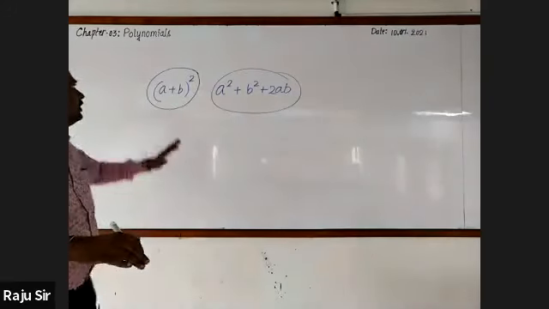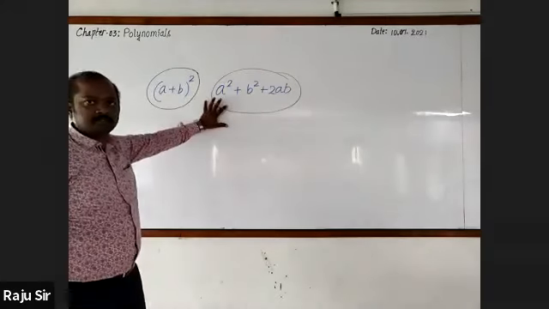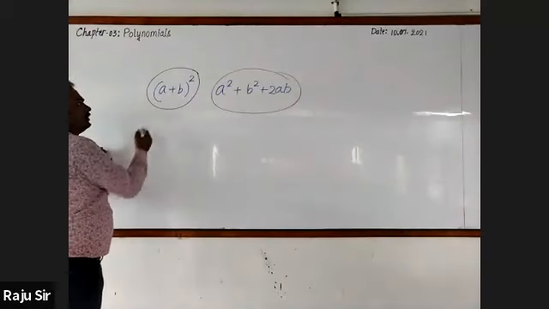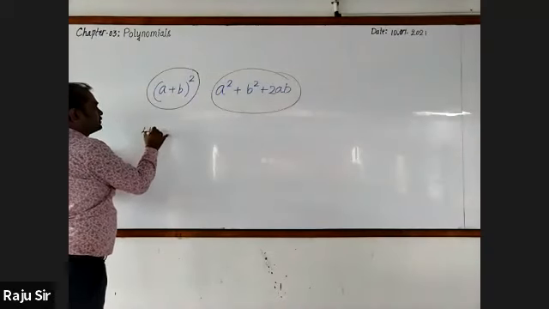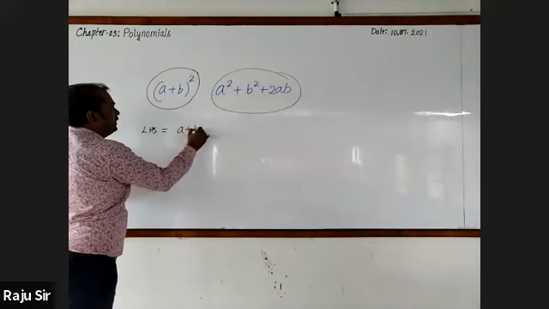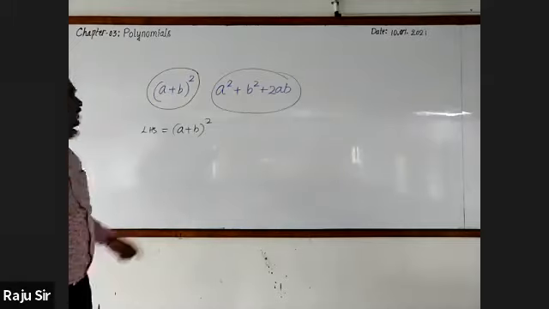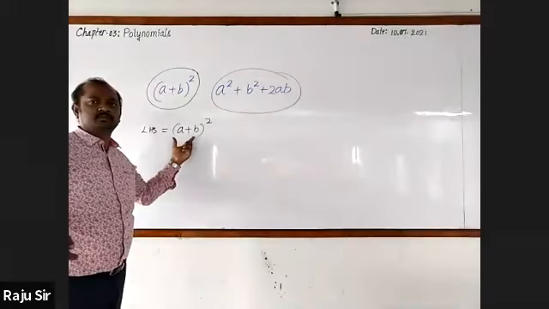Equation. It is called an equation. Equality of two algebraic expressions is called an equation. Here we have two parts. In these two parts, I take the first part, that is the LHS, which is (a + b) whole square.